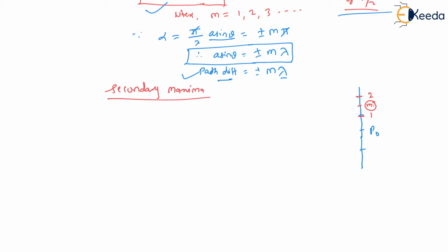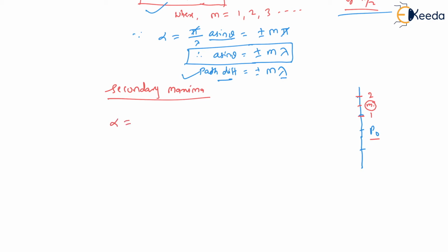I'll tell you why we call them secondary maxima, and for this center one, it is the principal maxima. Now see, for secondary maxima, the condition is what? Here we have chosen the angle as pi, 2 pi, 3 pi. So now for secondary maxima, the angle will be what?